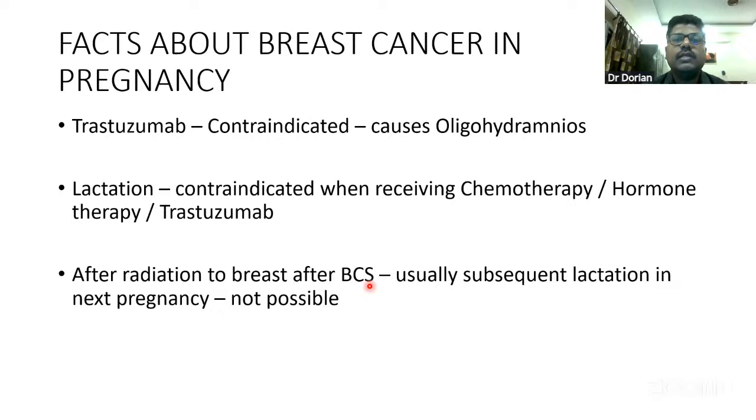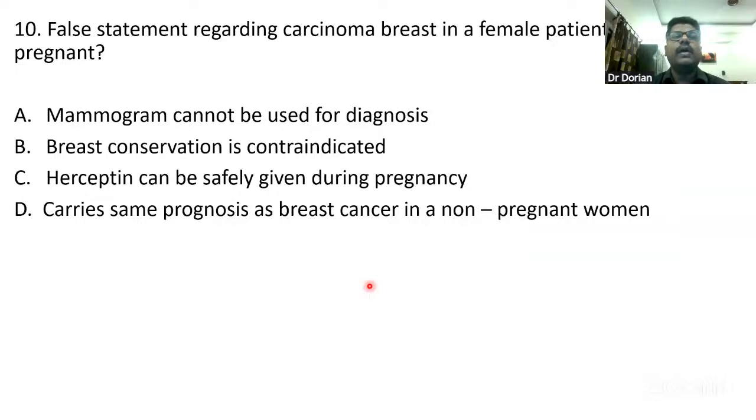All these are false except in the next pregnancy, patient can lactate her baby with her breast. Okay, it is not possible. After radiation to the breast, after breast conservation, usually subsequent lactation in the next pregnancy is not possible. Okay, coming back to the question, which is the false statement?